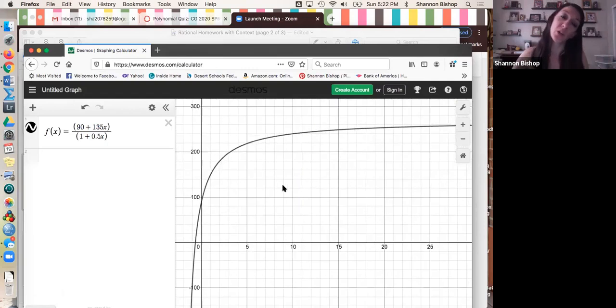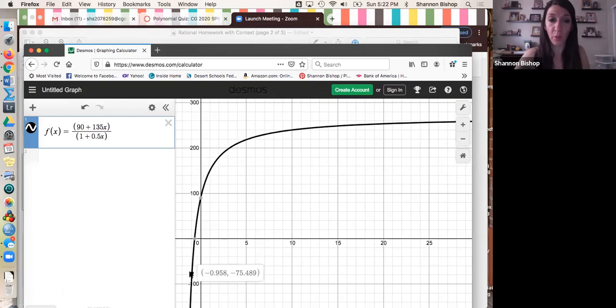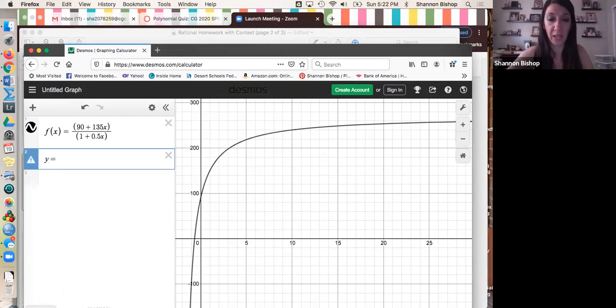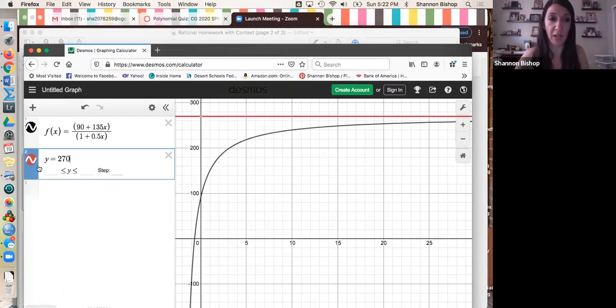So this is the practical portion of the graph. A hint for your practical domain. This is the practical portion of the graph. And as you can see, it definitely reaches a barrier up there at 270.